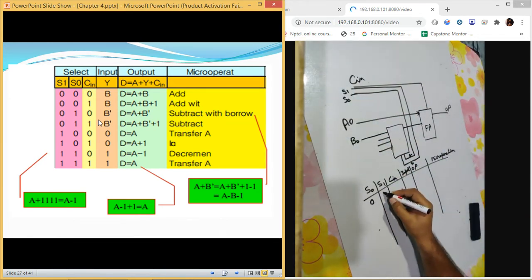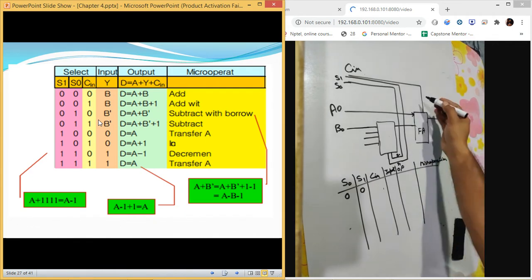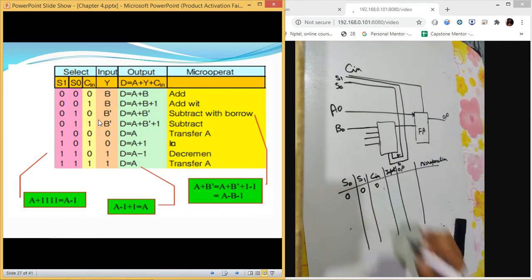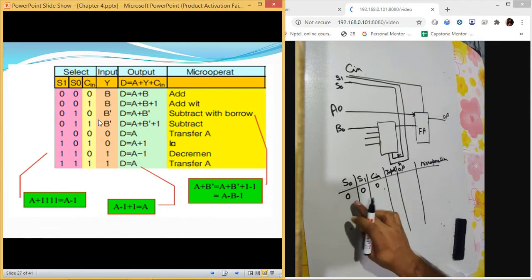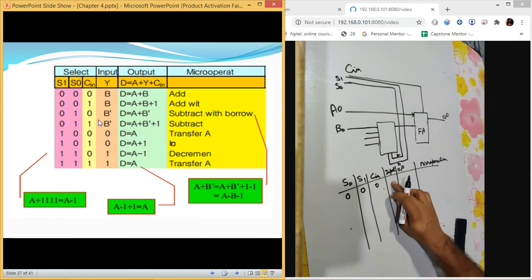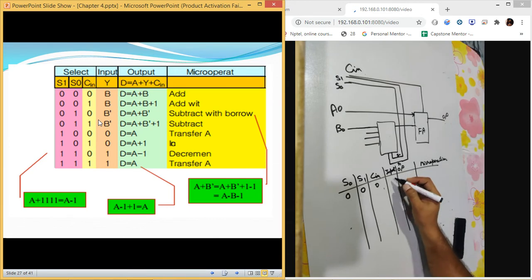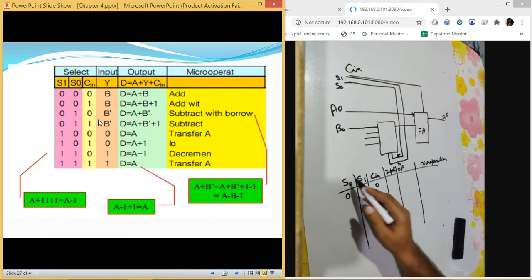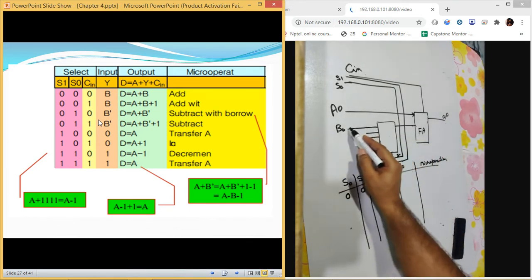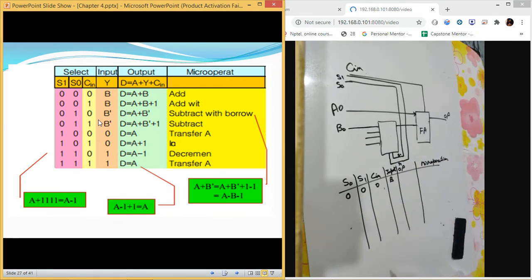Assume that both S1 and S0 are 0. The value of Cin is 0 for the first time. Now what will happen if the values of S0, S1 and Cin are all 0? It will be simply the input which is going to get forwarded. From where are we going to get that input? It is from the first value. So it will be forwarding the value of B.